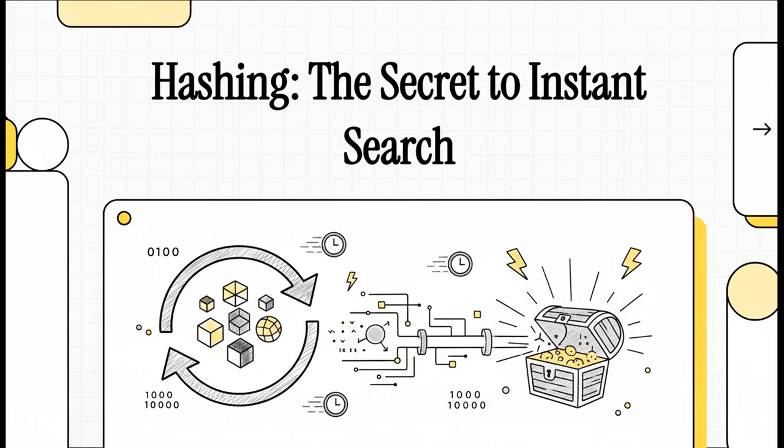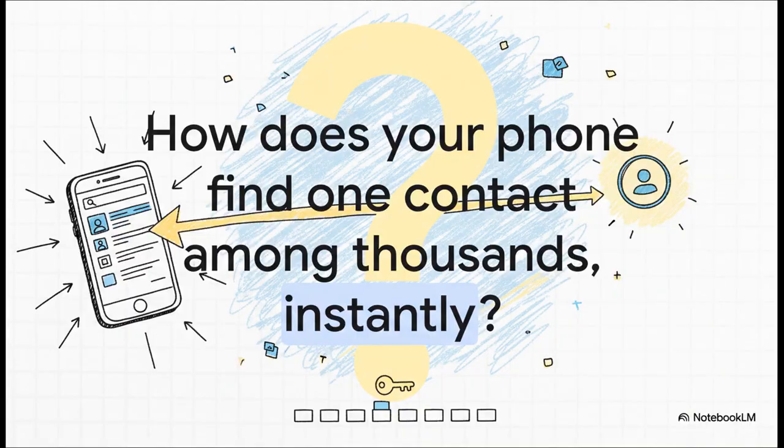All right, let's dive into a concept that's at the very heart of computer science: hashing. It's basically the secret sauce that makes so much of our digital life feel, well, instantaneous. I mean, think about it for a second. You grab your phone, you start to type someone's name, and boom. Before you can even blink, their contact info pops up. Your phone isn't just scrolling through a list from A to Z, it's just there. How does it do that? Well, that's the big question we're going to answer today.